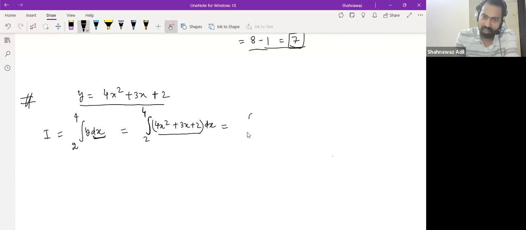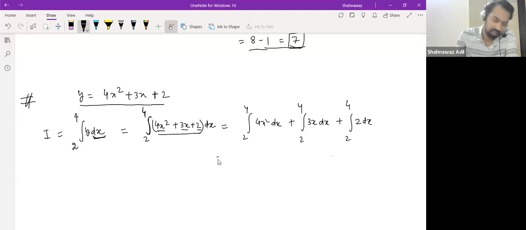And then we just separately integrate these quantities. So one would be integral of 4x squared dx from 2 to 4, and then integral from 2 to 4 of 3x dx, and then integral of 2 dx. So this is the integral. And what did you guys get?